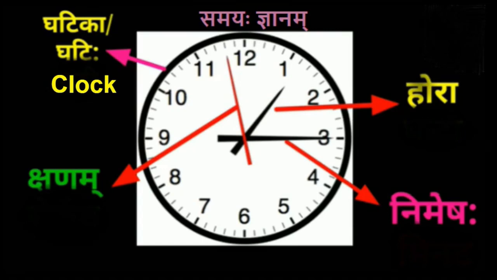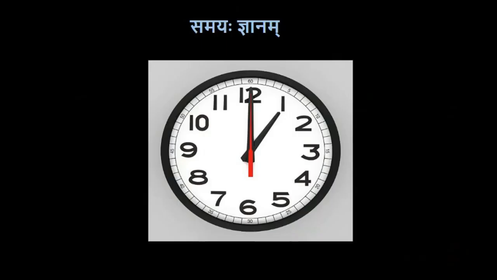Let us learn about the different times. Let us learn Samayah Jnanam. Ek Vadanam. So friends, here the Hora, the hour hand, is on 1, and the minute hand, Nimeshaha, and the second hand, Kshanam, are on 12. That is Ek Vadanam, 1 o'clock.